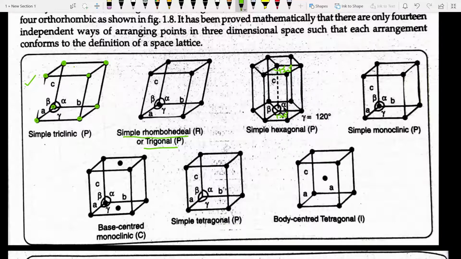A and B are equal, C is not equal. So this unit is repeated thrice, and we get a hexagonal shape in 3 dimensions. This is the unit cell that has been darkened with the green color.